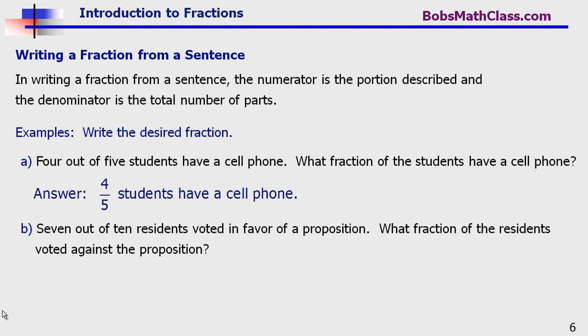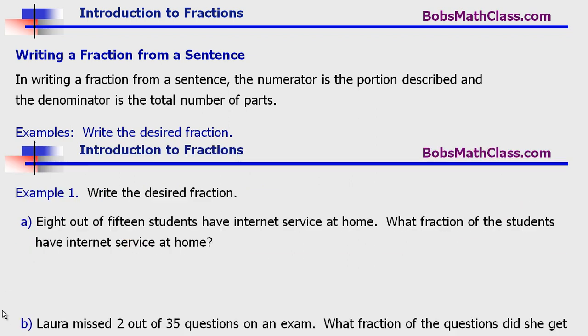So if 7 voted in favor, then how many people voted against? That's right, 3. So the numerator has to be the portion expressed. That would be 3. So our answer is 3 out of 10 voted against the proposition. So sometimes you have to do a little subtraction there. Okay, let's do another example.